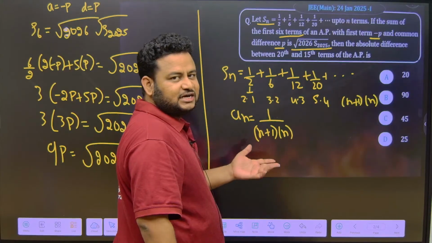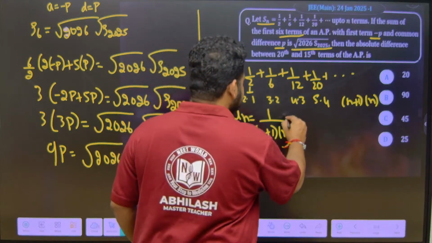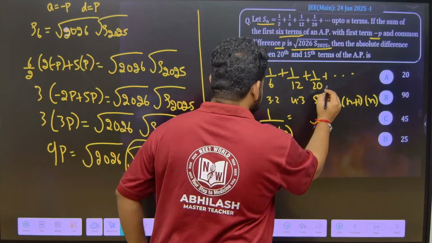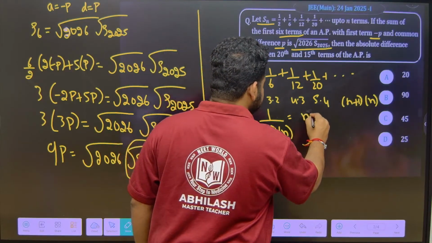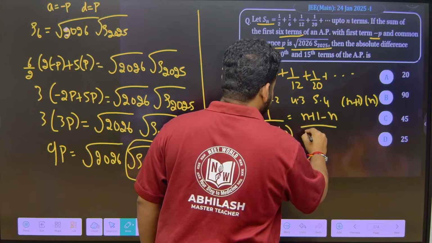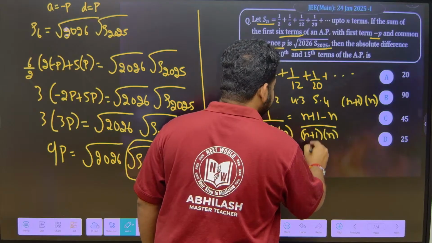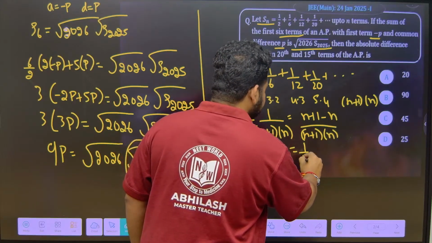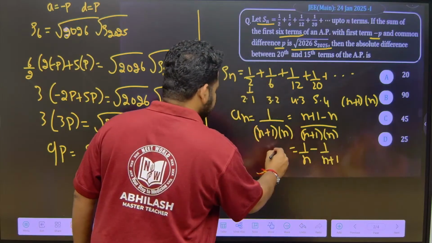This can be modified, as I have told you in sequence and series how to modify it. We can write it as n plus 1 minus n by n plus 1 into n. Okay, if I separate and divide it, what will I get? I will get 1 by n minus 1 by n plus 1. So this is what I will get as an.